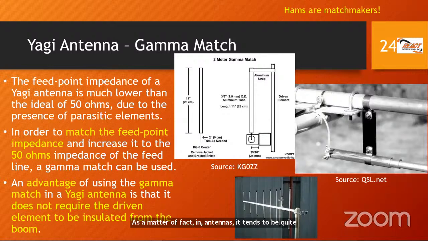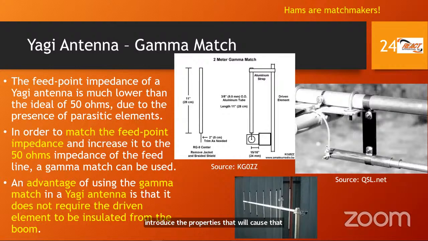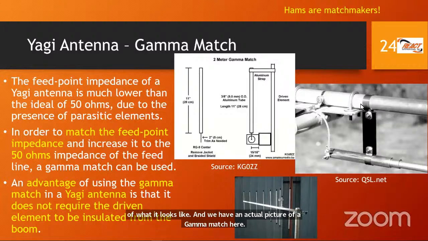But what do we do? Can we do anything? Yes, we can. Remember we said that hams are matchmakers. So that's what we do. We make a match. We create a device that will allow us to introduce the properties that will cause that feed point impedance to increase to 50 ohms. And one technique is to apply what is called a gamma match. So on your screen, we have a diagrammatic representation of what it looks like, and we have an actual picture of a gamma match here. So you have the driven element here, and you have the matching section here.